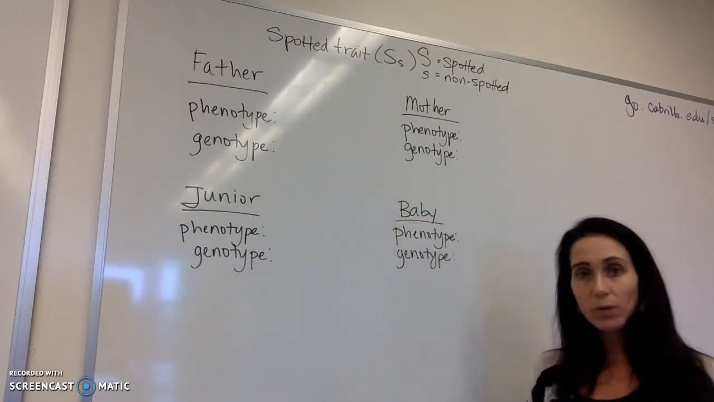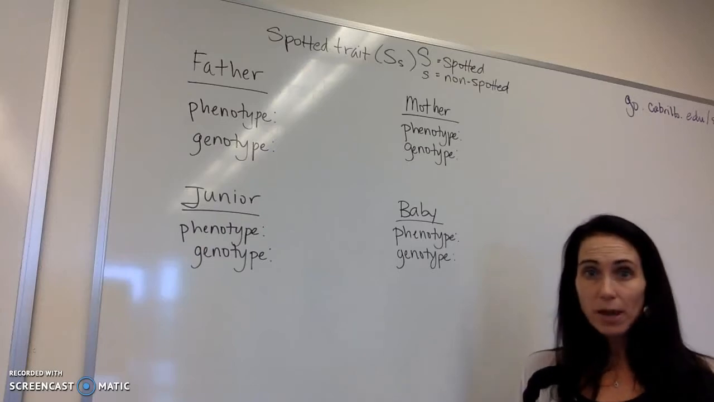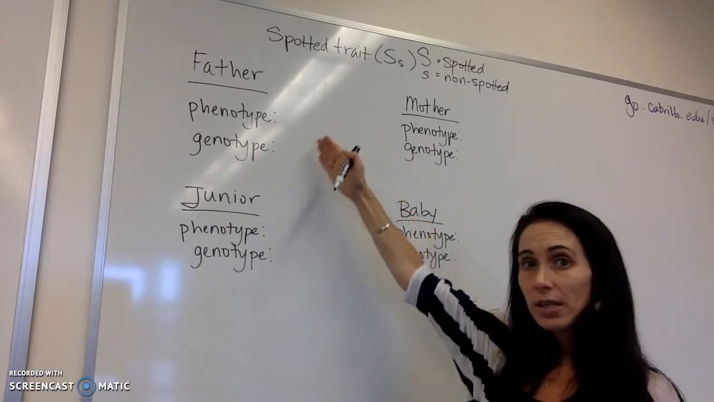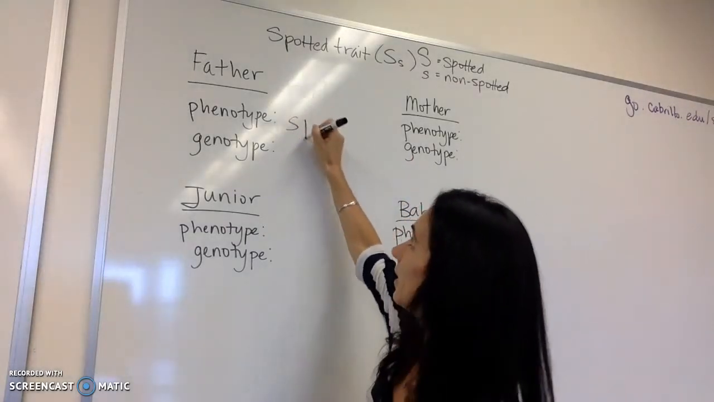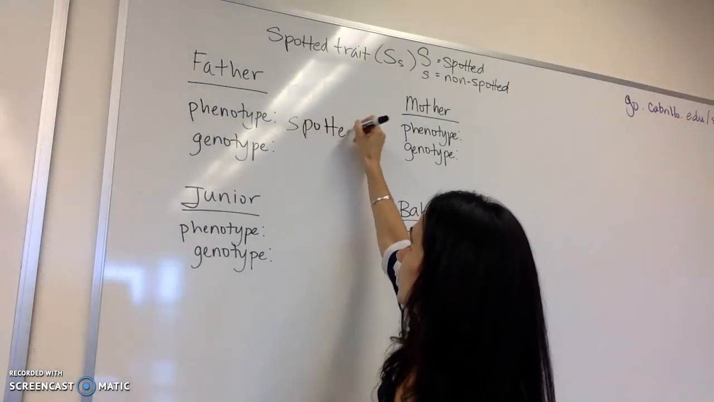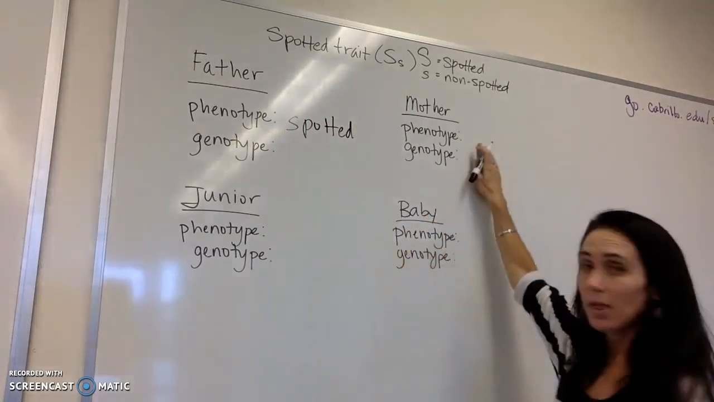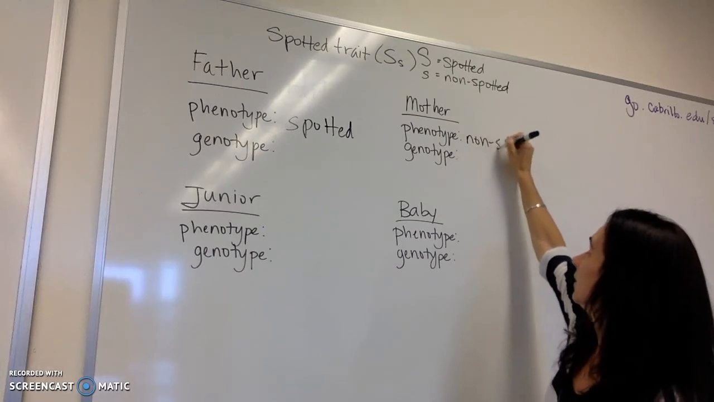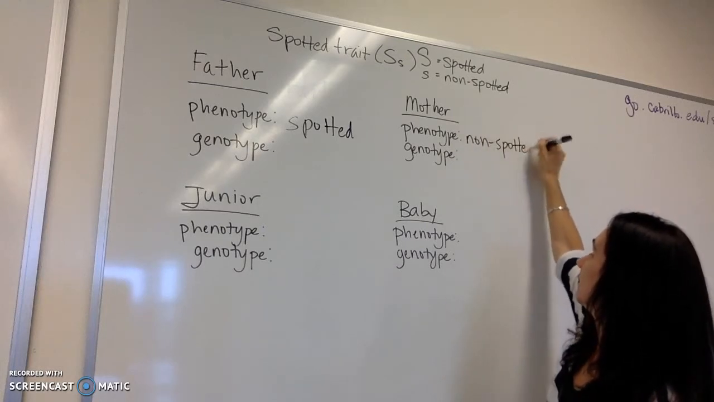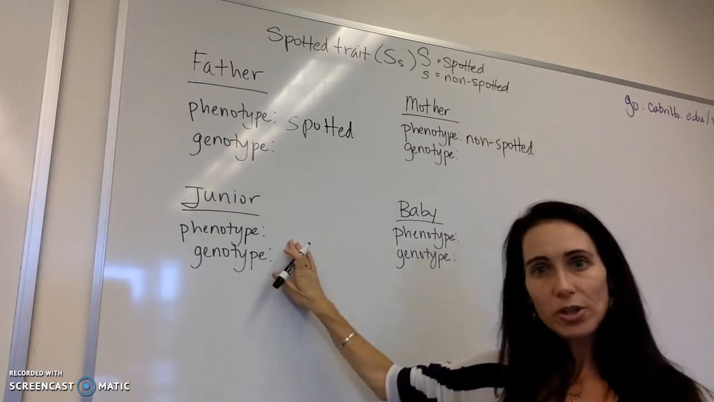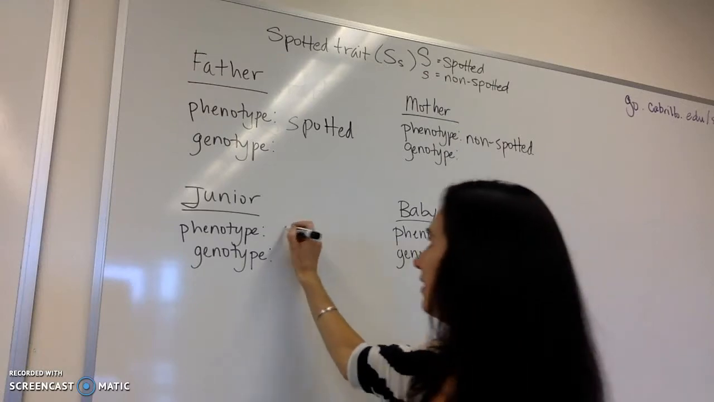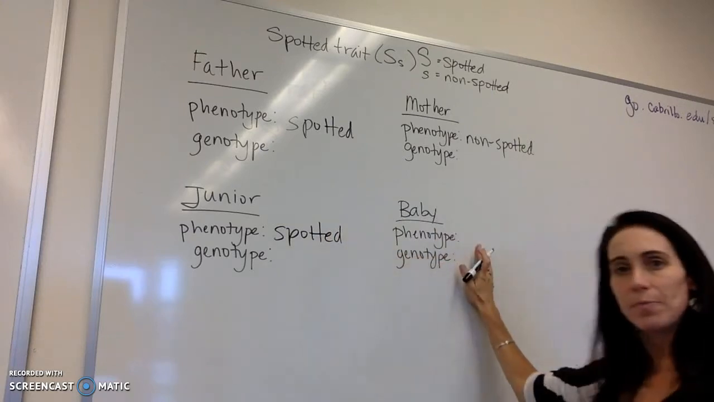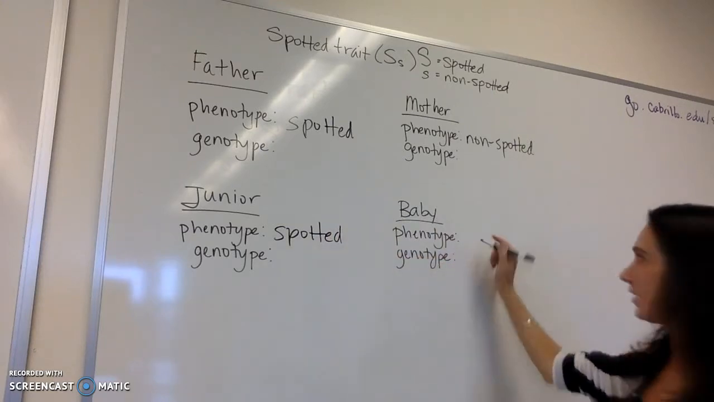So we'll begin with the phenotype, and you're just going to write spotted or non-spotted. So the father is spotted. Mother is non-spotted. Junior is spotted. And baby is non-spotted.